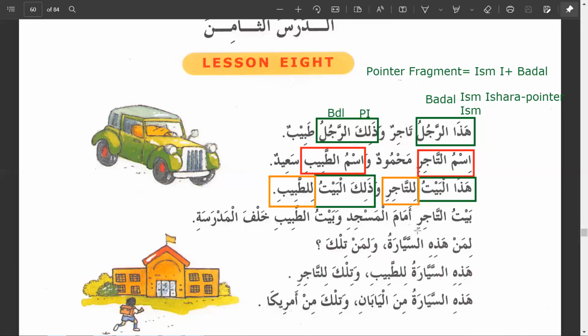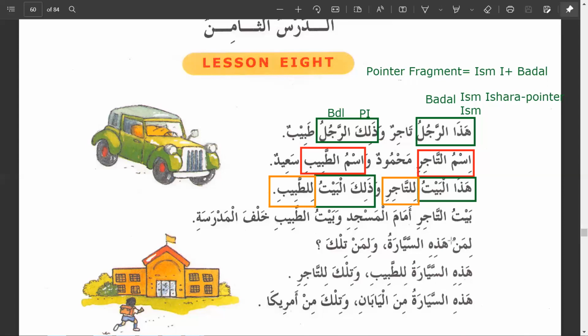Okay, now tell me, what could be the fragment and which type of fragment? Baitut Tajiri. Wait, what's Baitu? Baitu is house. Hazal Baitu, this is this house. Baitu Tajiri, the merchant's house. Yes, very good.